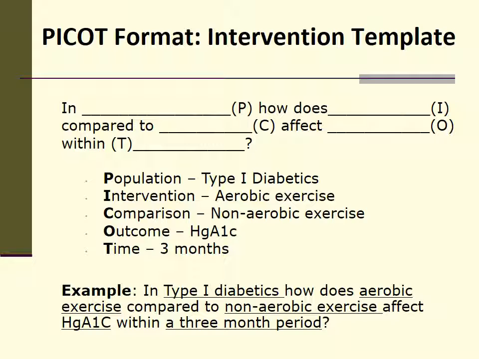Type 1 diabetics is our population. We are comparing aerobic exercise, our intervention, to non-aerobic exercise, our comparison, on the outcome of hemoglobin A1C over a time frame of 3 months. So our question would be, in type 1 diabetics, how does aerobic exercise compared to non-aerobic exercise affect hemoglobin A1C within a 3-month period?